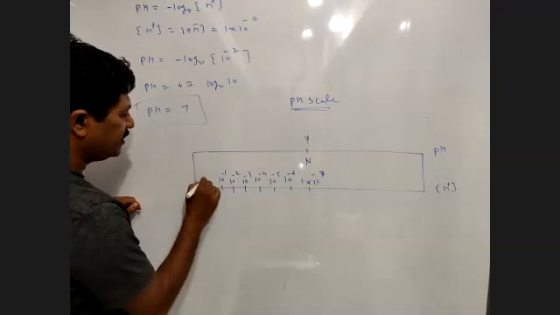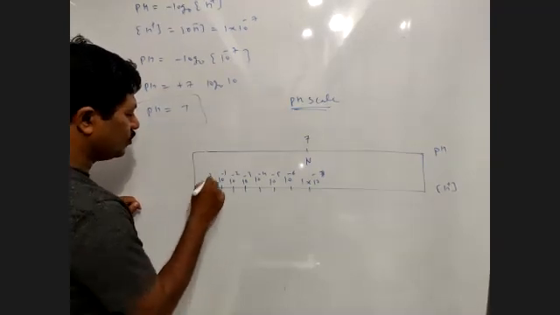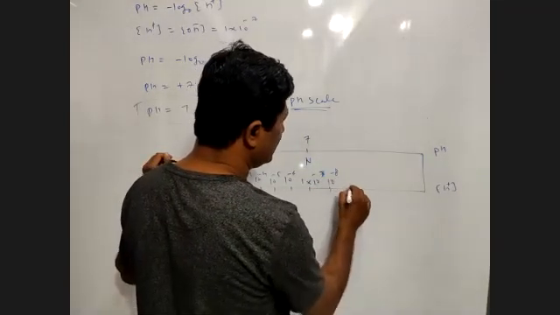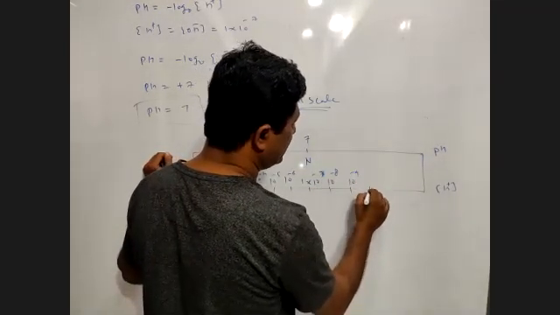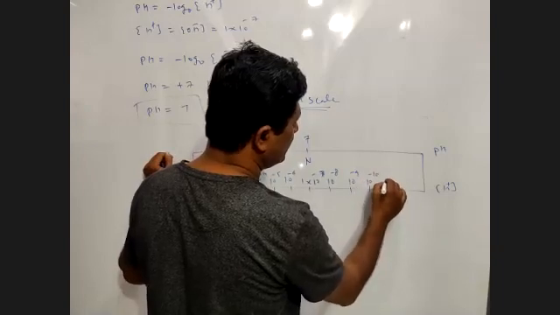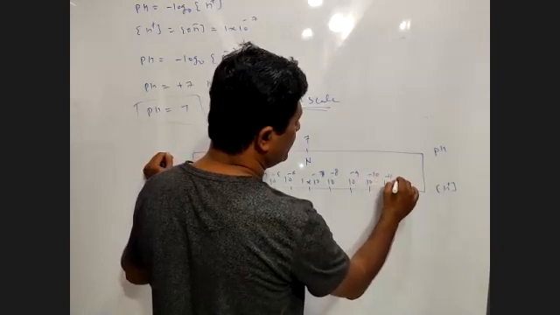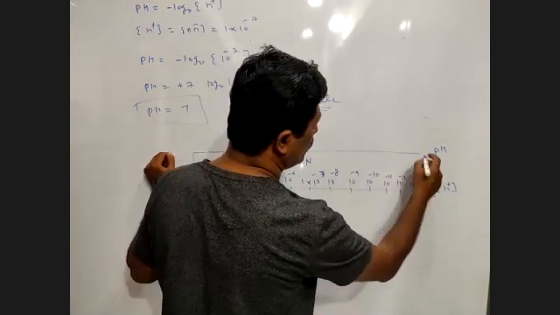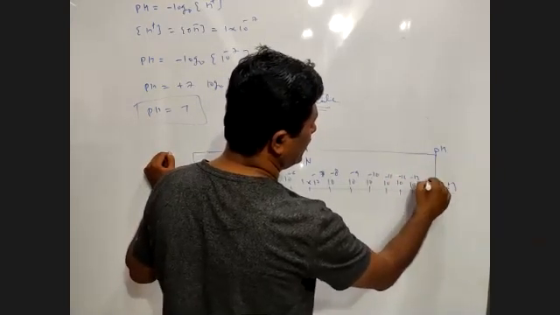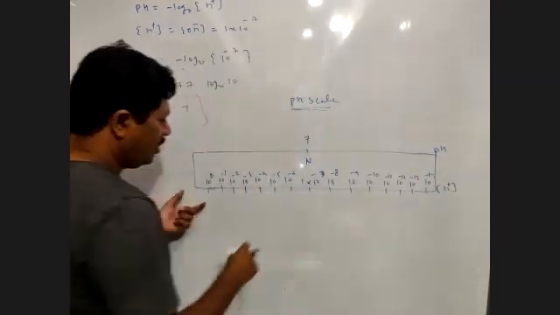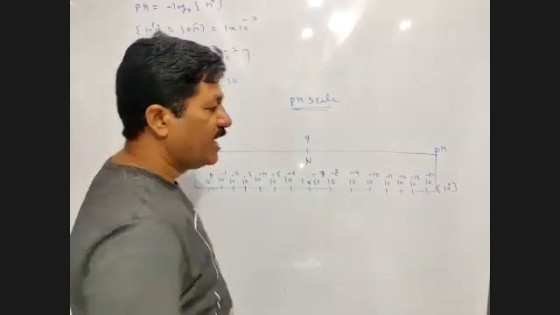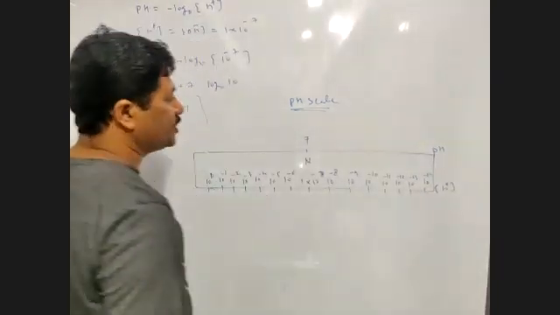Or here we can say 10 raised to 0. Here, 10 raised to minus 8, 10 raised to minus 9, 10 raised to minus 10, 10 raised to minus 11, 10 raised to minus 12, 10 raised to minus 13. Here, 10 raised to minus 14. So, this lower scale indicates concentration of H plus ions or concentration of OH minus ions. And upper scale represents the respective pH.